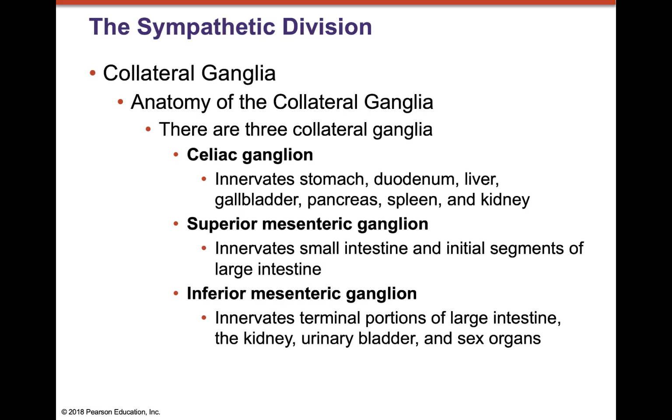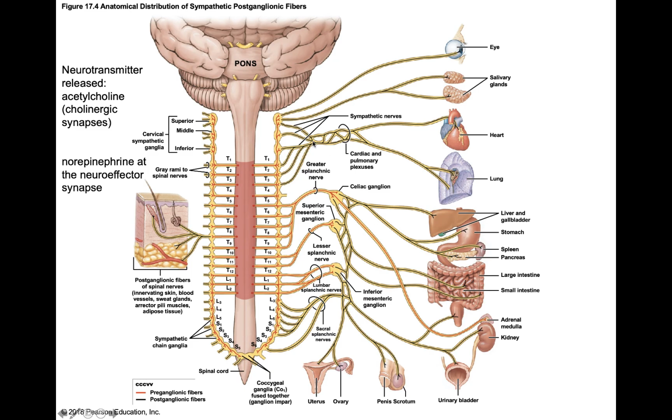Okay, so just to give you an overview, this is what we just covered. Celiac ganglion: the neurons that synapse here are going to go to these organs: stomach, duodenum, liver, gallbladder, pancreas, spleen, and kidney. Superior mesenteric is going to innervate the small intestine and some parts of the large intestine, just like the blood vessels. Inferior mesenteric is going to innervate the large intestine mostly, kidney, urinary bladder, and the sex organs. And this is the same picture we just looked at.